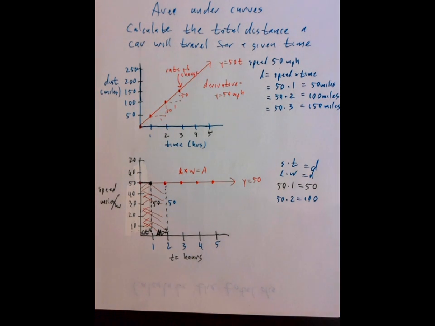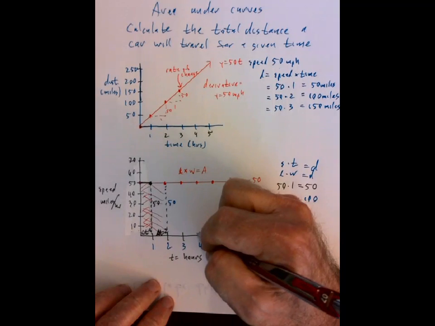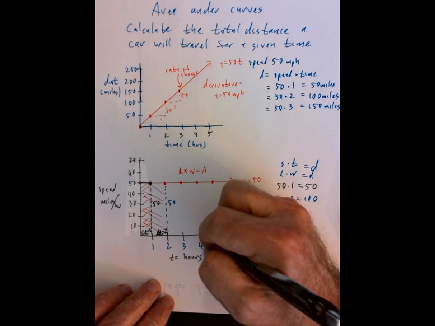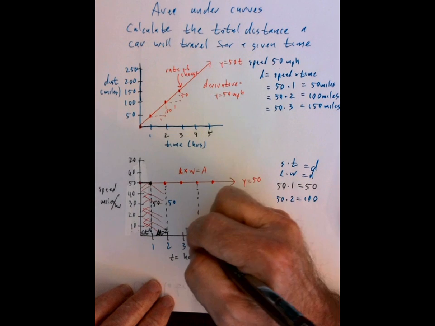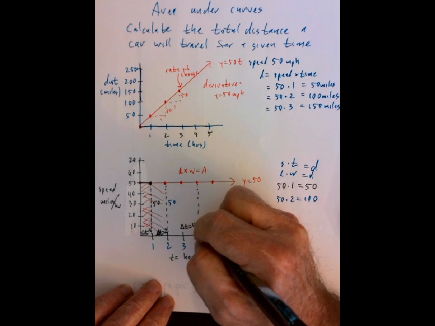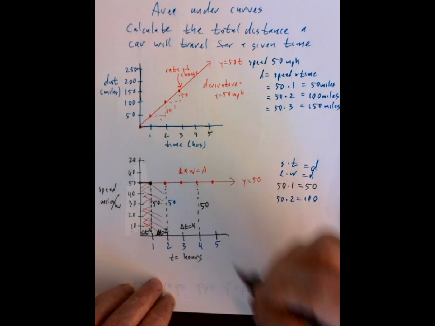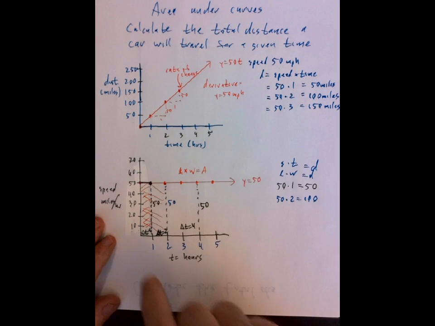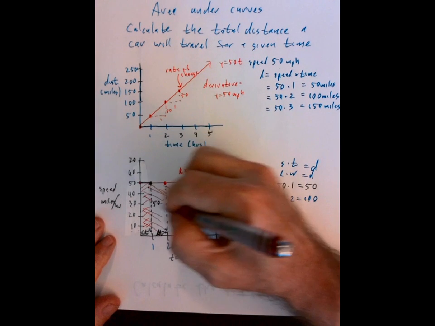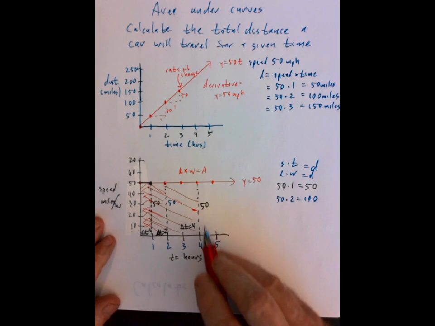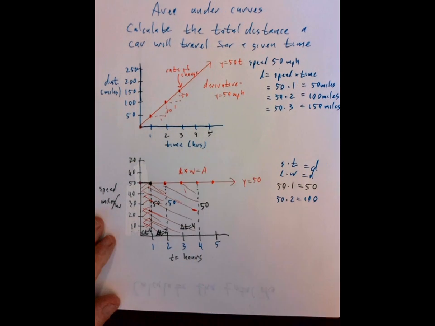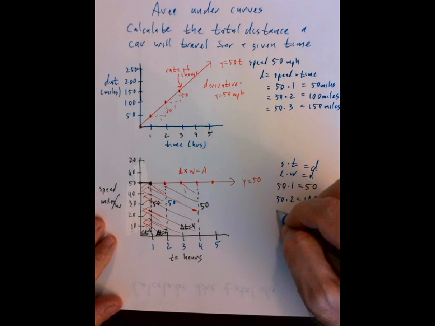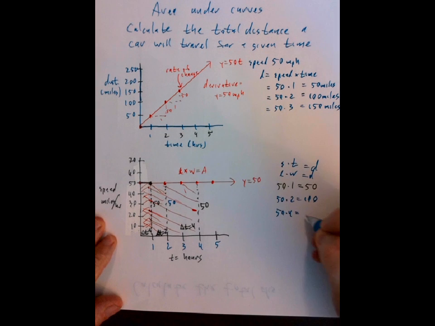Okay? Now, we could go out to 4 hours. Put the boundary out to 4. Delta t is now 4. So the width of the rectangle is now a total of 4, right? And 50 is the height. So now 50 times 4 is equal to 200, and that's 200 miles.